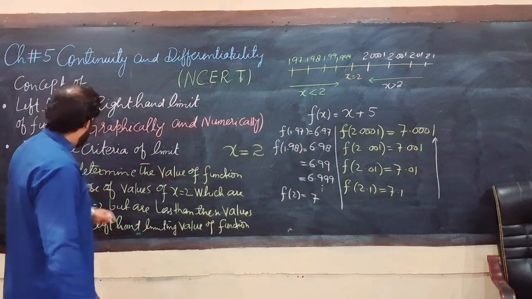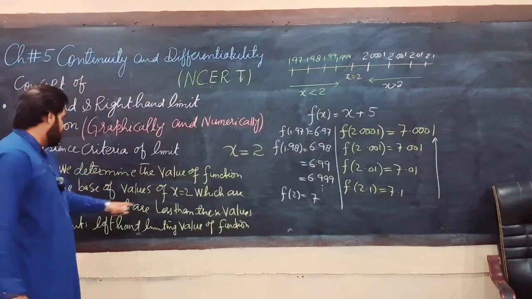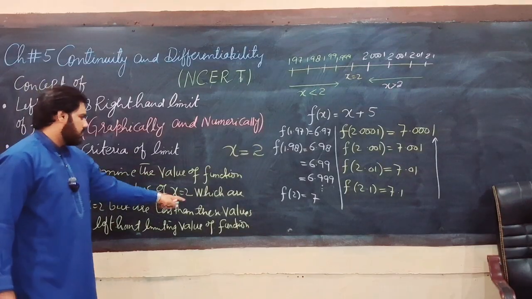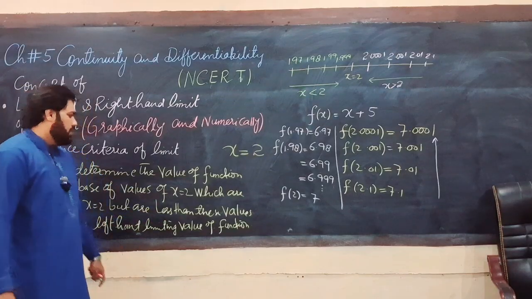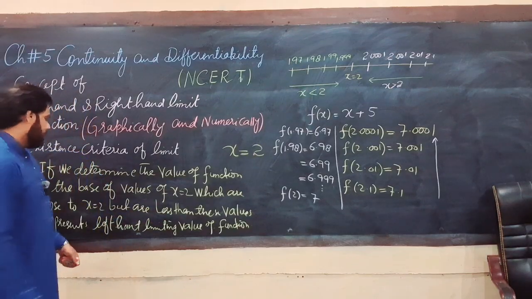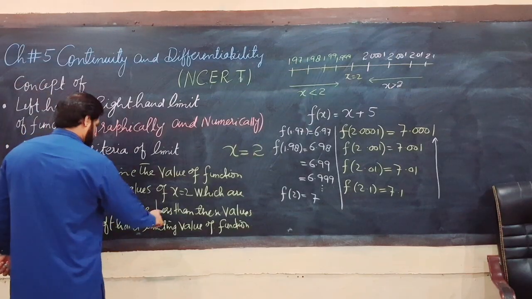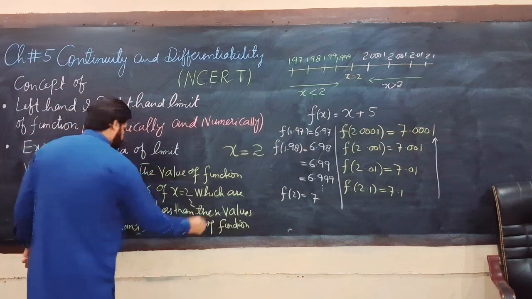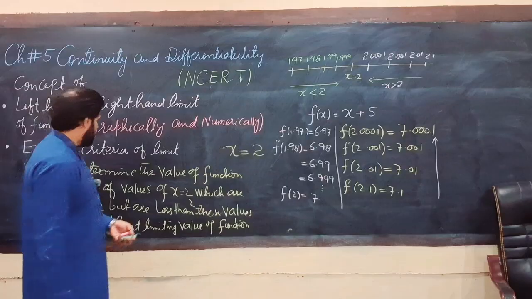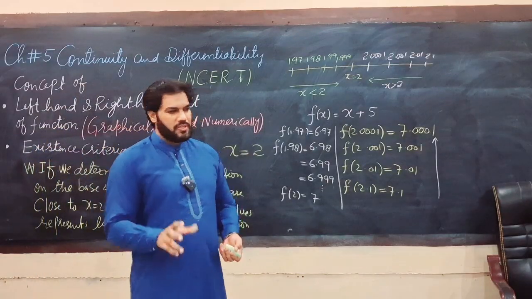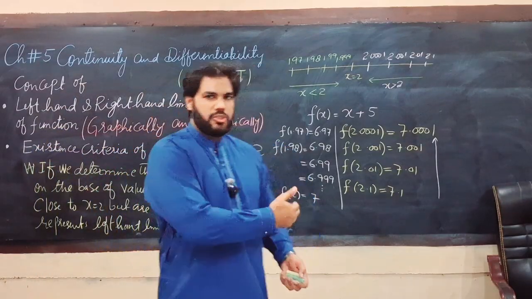Similarly, you can write, when we determine the value of the function on the basis of values of x equal to 2 which are close to x equal to 2 but are greater than 2, then these values represent the right hand limiting value of the function. So actually what is the left hand and right hand limit in this particular example?